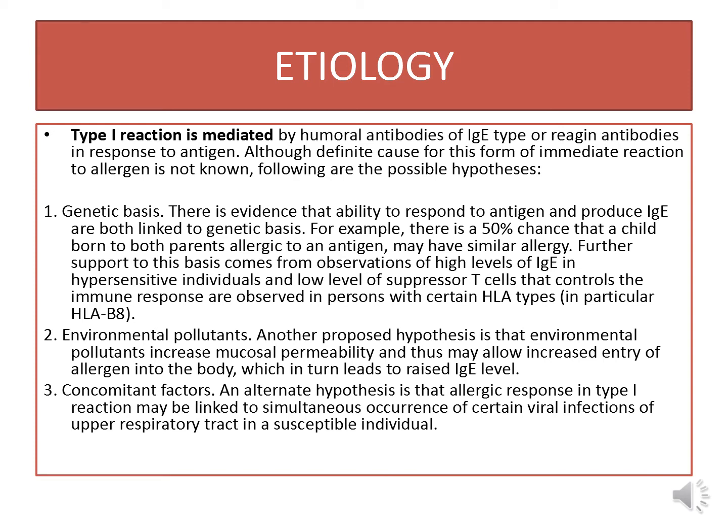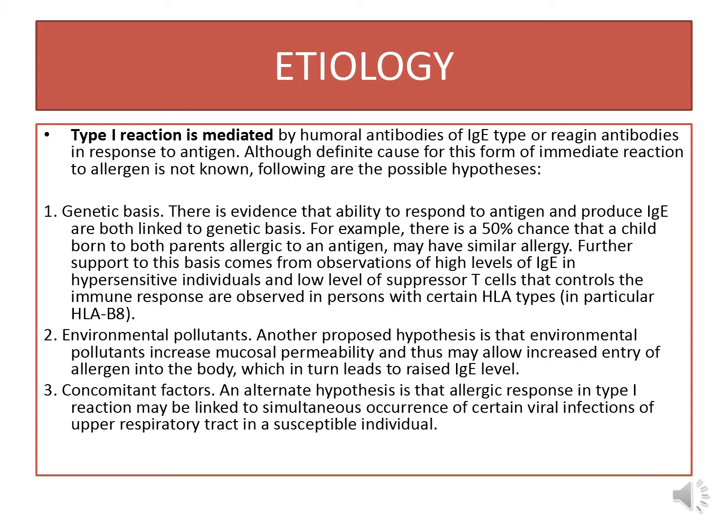For example, there is a 50% chance that a child born to both parents allergic to an antigen may have similar allergy. Further support to this basis comes from the observation of high levels of immunoglobulin E in hypersensitive individuals and low levels of suppressor T cells that control the immune response, observed in persons with certain HLA types, in particular HLA-B8. The second etiological factor is environmental pollutants.